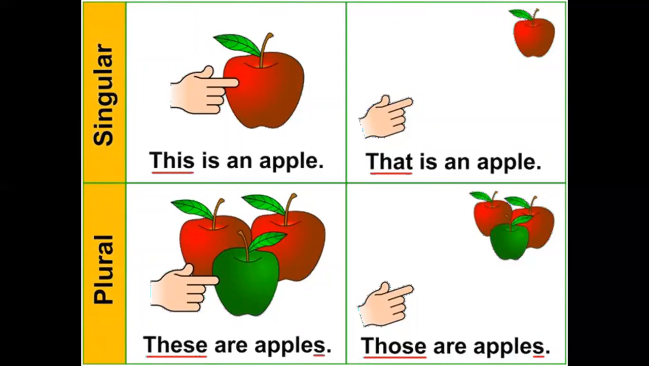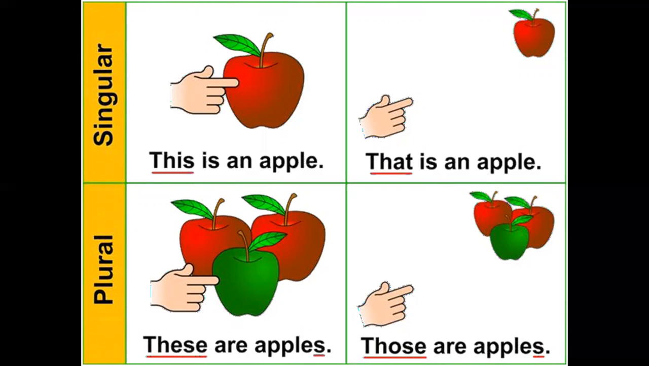Okay, you can see there are four pictures here. What is the first picture? Yes, you can see an apple here. Right. The apple is near. So, this is an apple. Look at the second one. The apple is far. So, that is an apple.